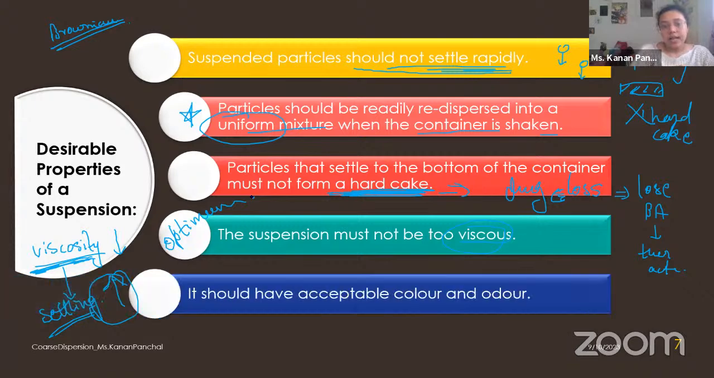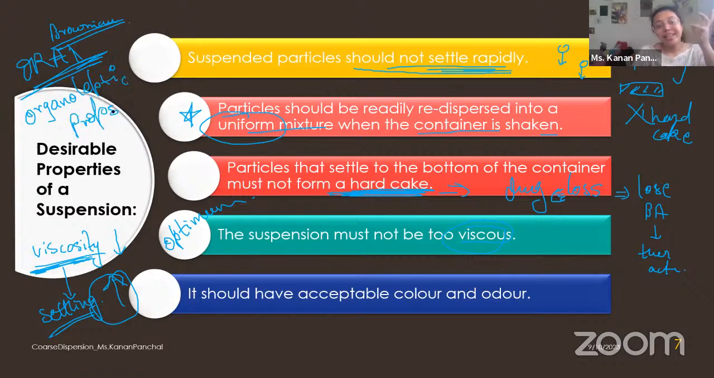All right. And then it should have an acceptable color and odor. All your oral formulations, they must be acceptable visually, और उसका palatability भी अच्छा आता है. इन properties को क्या बोलते हैं? Organoleptic properties. Organoleptic properties में taste, color, smell, ये सब आता है. Fine. So all these acceptability should be there. These are the important and desirable properties of your oral suspension, especially.